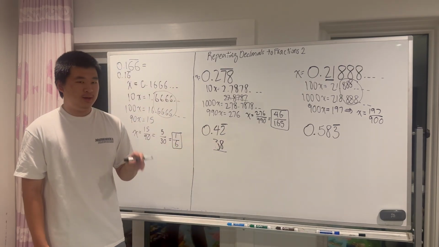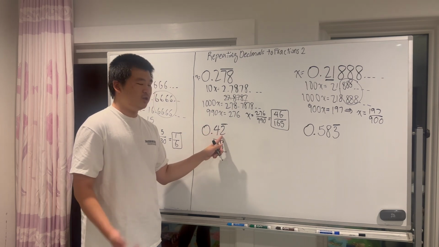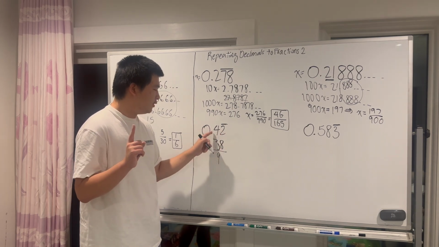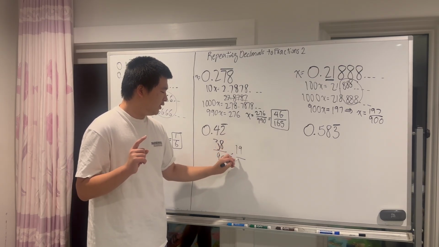And the bottom is going to be a number of 9s and zeros, right? How many 9s do we have? Well, we have 1 repeating digit, so we should have 1 9. And we have 1 non-repeating digit, so we should have 1 0. So we'll have 38 over 90 or 19 over 45.